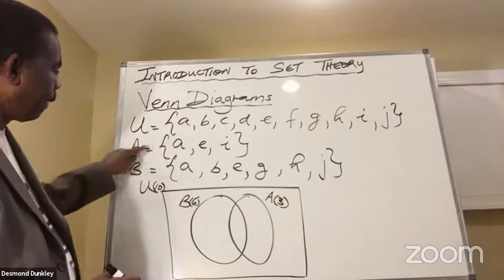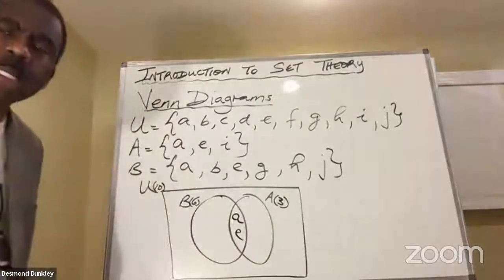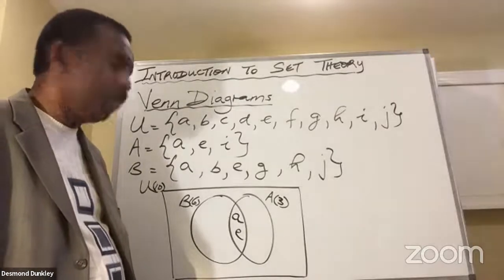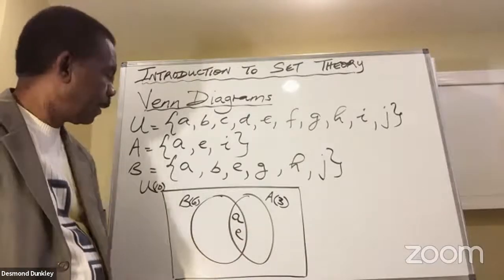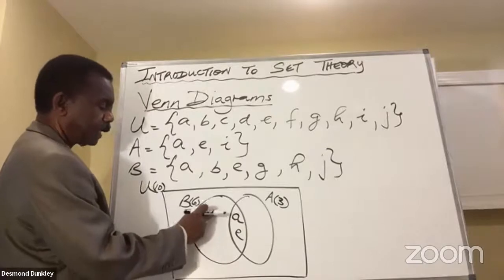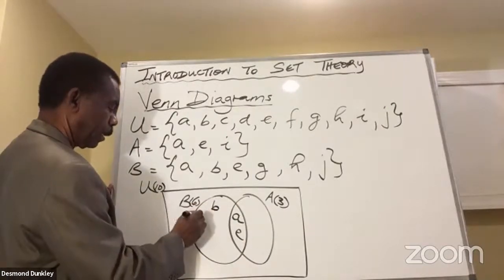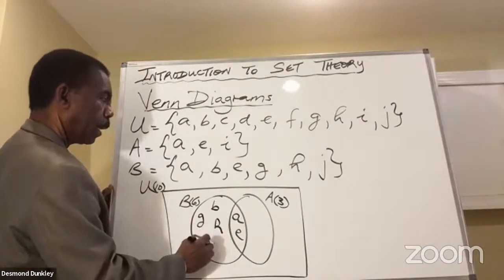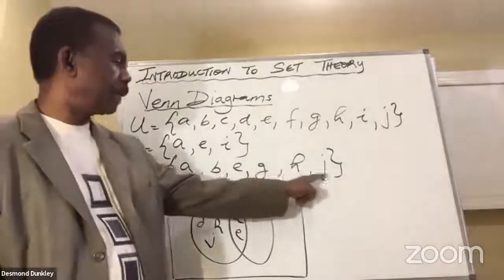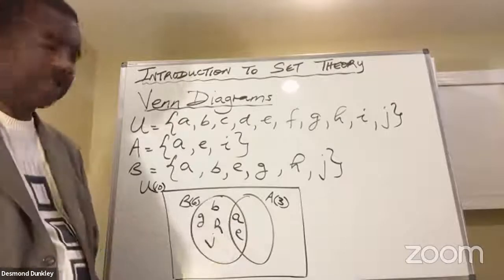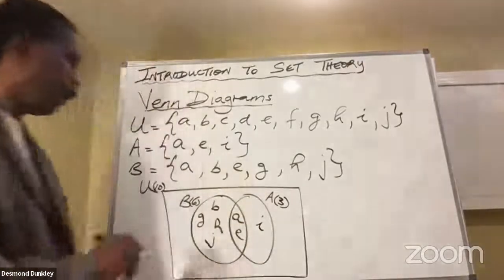So now we need to place our elements appropriately. According to this, the overlap we have for A and B is A and E. So A and E go in the common area because they are both in set B as well as set A. They're common. So they're in the intersection of the two sets. Now, here would be the set of elements in B that are not in A. So what are they? They would be B, G, H, and J. Let me double check. 1, 2, 3, 4, 5, 6. Yes. Now A has 1, 2, 3. I have 1, 2. So I need to put I over there.